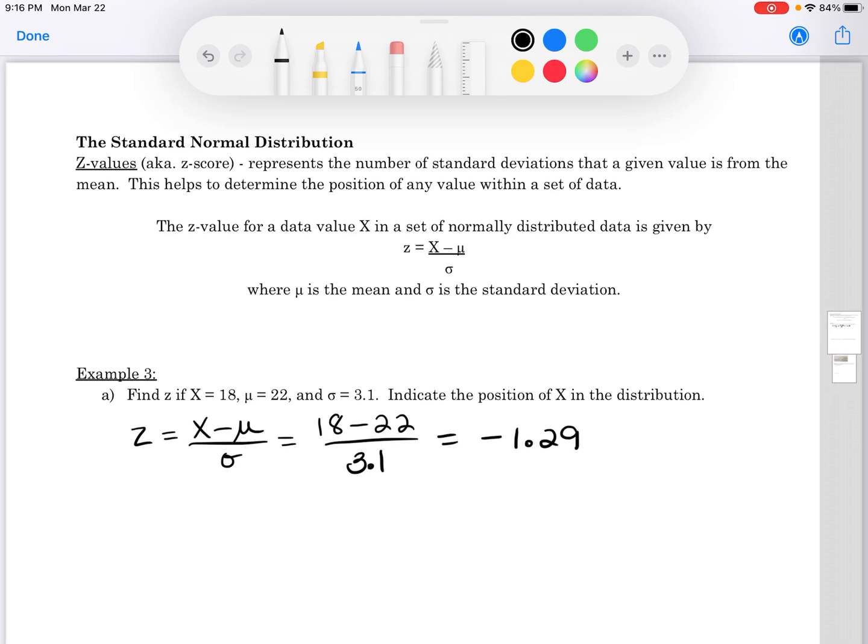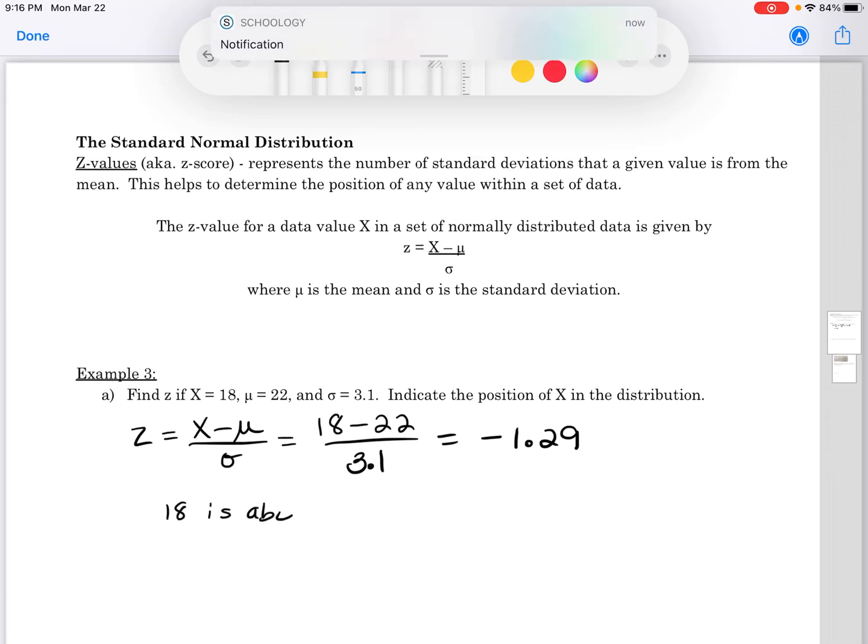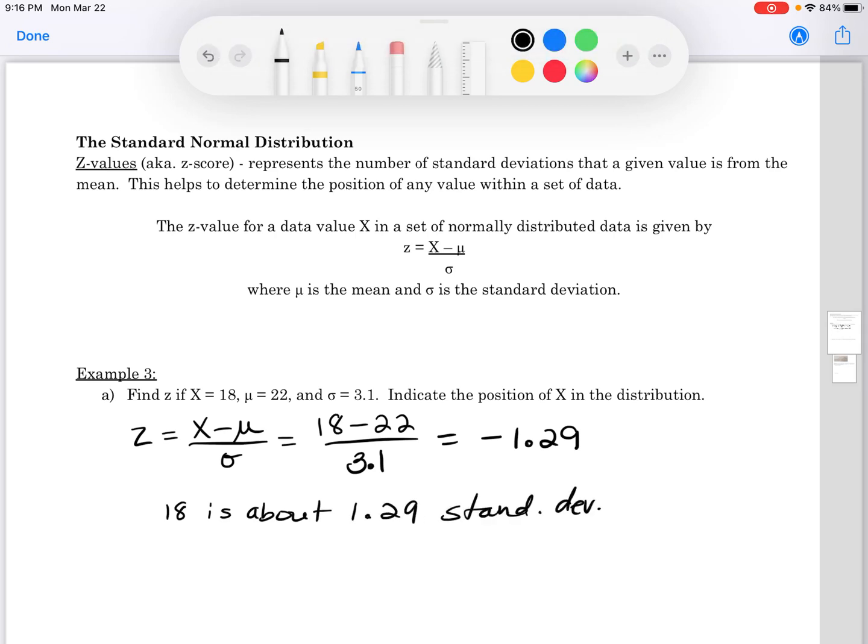So what that means is our z-value or our z-score that corresponds to x equal to 18 is going to be approximately negative 1.29. What that really means is that 18 is about 1.29 standard deviations away from the mean, or in this case, less than the mean, because it's negative.